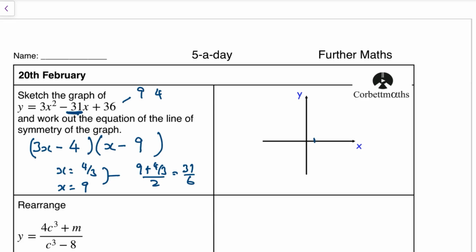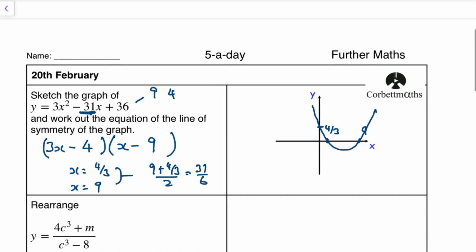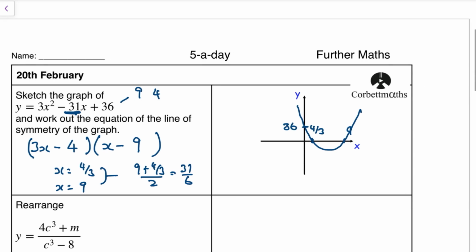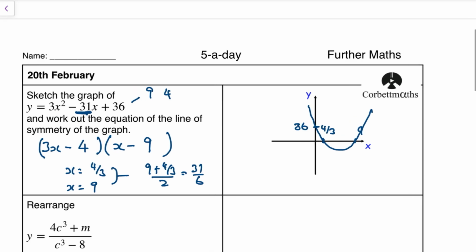So it means I know I cross at 4 over 3. Now, because it's a sketch, I'm going to show that. I know it crosses at 9, again, because it's a sketch, I'm going to show that. And I also know, in fact, let's draw it in first. I know that my y value crossing point is going to be 36. x equals 0 gives me 36. And I know my line of symmetry is going to be the line x equals 31 over 6.